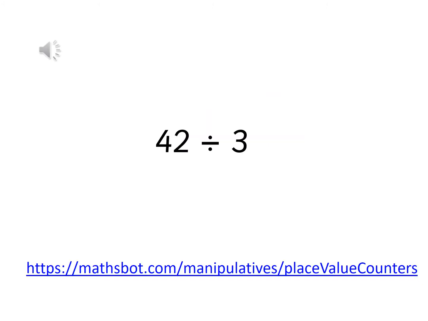In today's lesson, the first thing I'm going to teach you is how to do an exchange. Here we've got the calculation 42 divided by 3. This means you need to share up equally 42 into 3 groups. As you can see, there are 4 tens. If we were to try and divide 4 tens in between those 3 groups, we wouldn't be able to do it. However, there is something we can do to get round this.